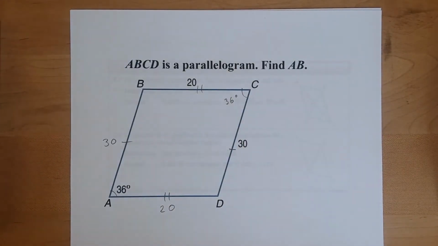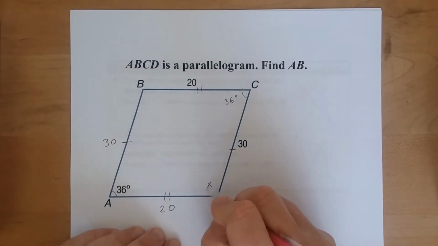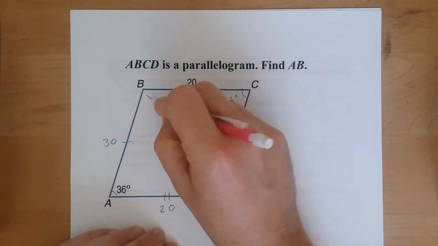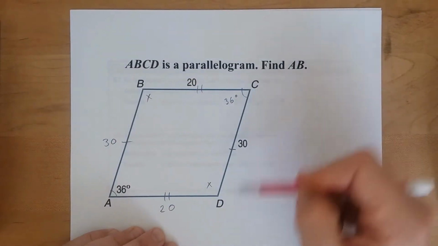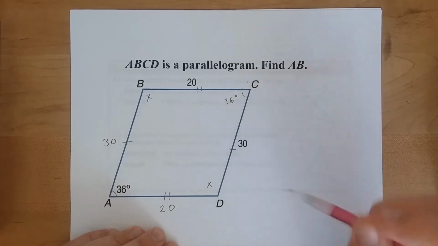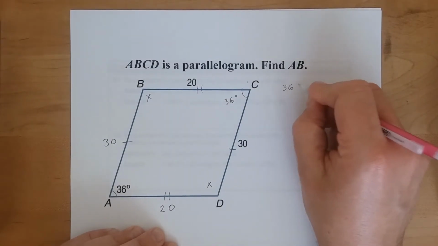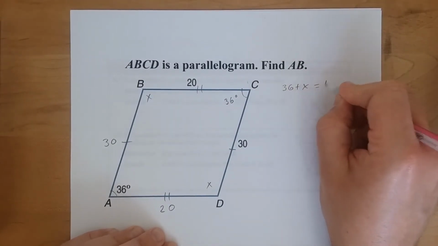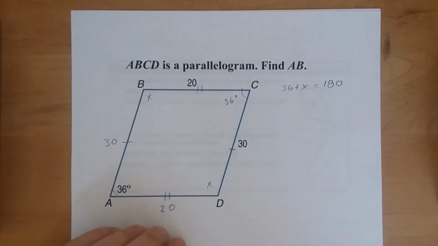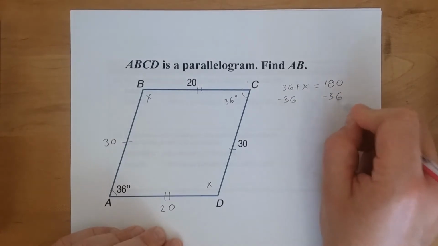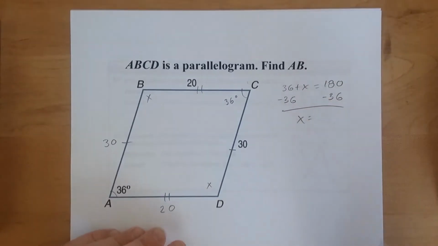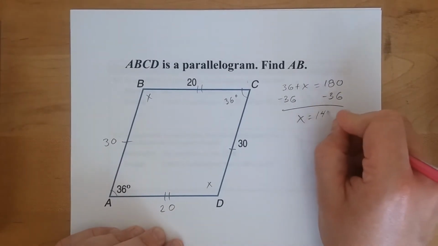And could we find the measure of angles B and D? Well, if angle D is x, you know angle B must be as well. And we also know the relationship between angles C and D. These are consecutive interior angles. So 36 plus x must equal 180 degrees. And we can subtract 36 from both sides of that equation, and we get x equals 144 degrees.